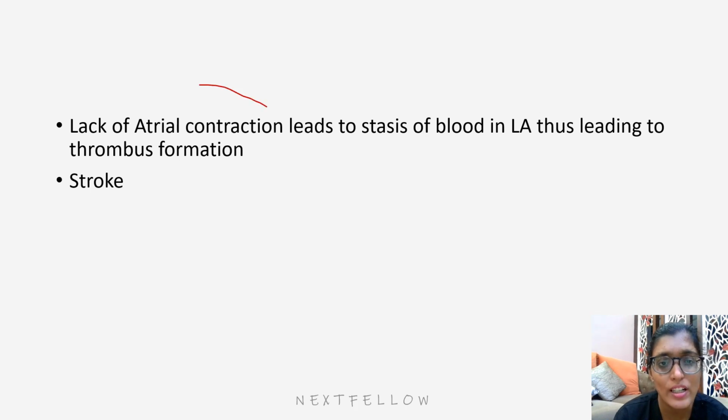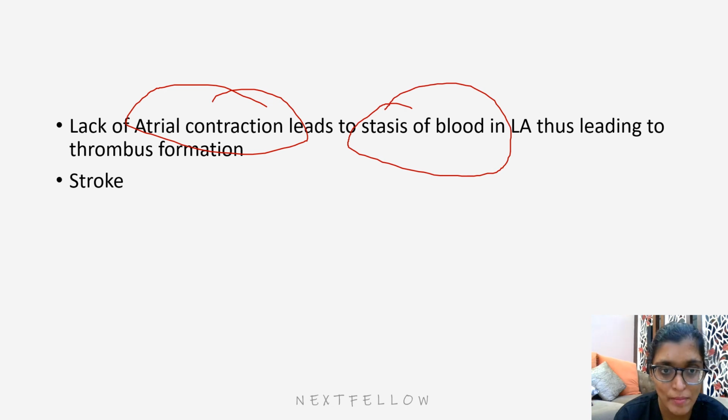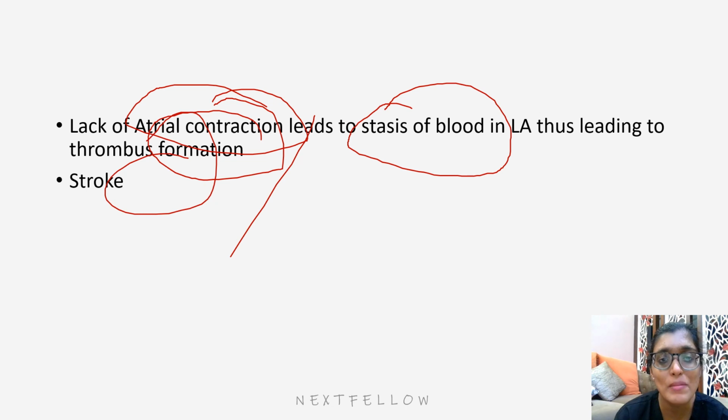So lack of atrial contraction will lead to stasis of blood in the left atrium and lead to thrombus formation. This thrombus will embolize to the brain, leading to recurrent cardioembolic stroke. Now this LA thrombus can be detected either by 2D echo, or the best way to detect this is TEE.